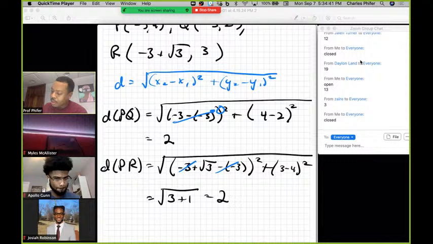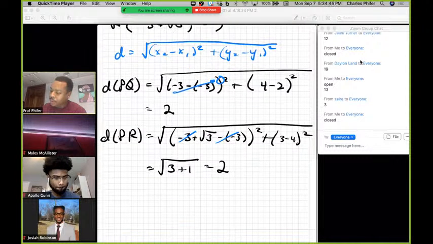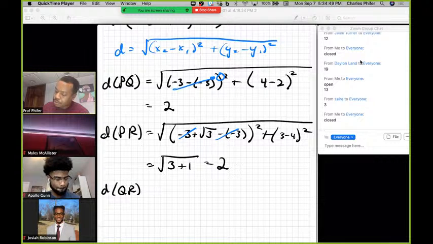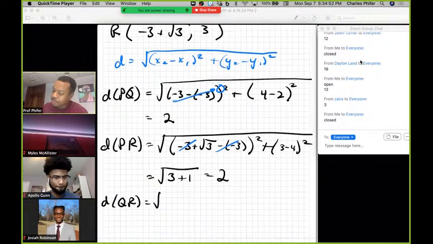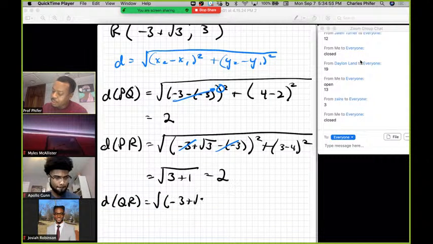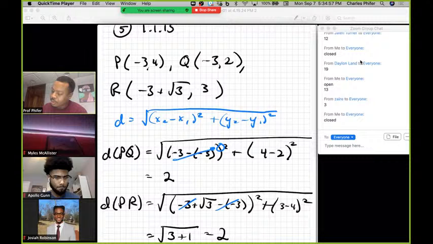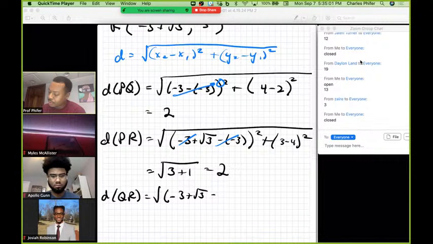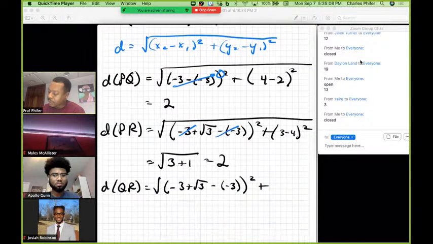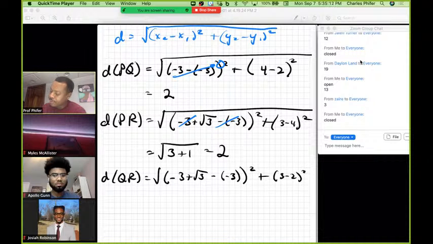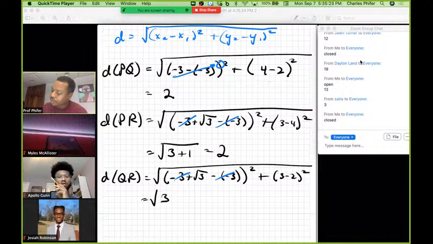Okay. And then we did PQ, we did PR, we need to do QR. So I'm going to do like this, minus -3, squared, plus 3 minus 2 squared. Again, this cancels this. Square root of 3 squared is just going to be 3. That's going to be a 1. Square root of 4 is 2. So this is an equilateral.